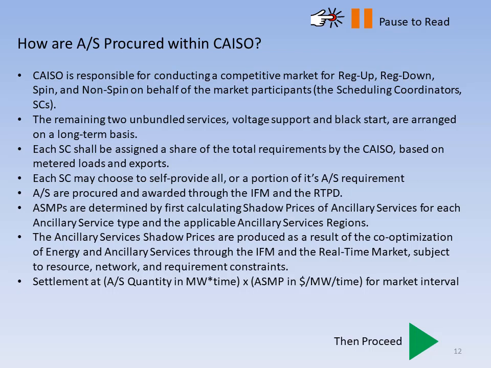Settlement of ancillary services during a given market interval is set at the product quantity in megawatts multiplied by the ASMP in price per megawatt per time period.